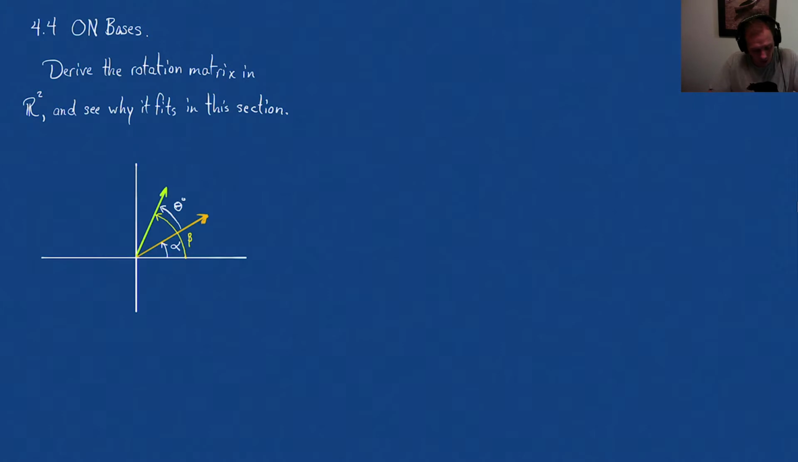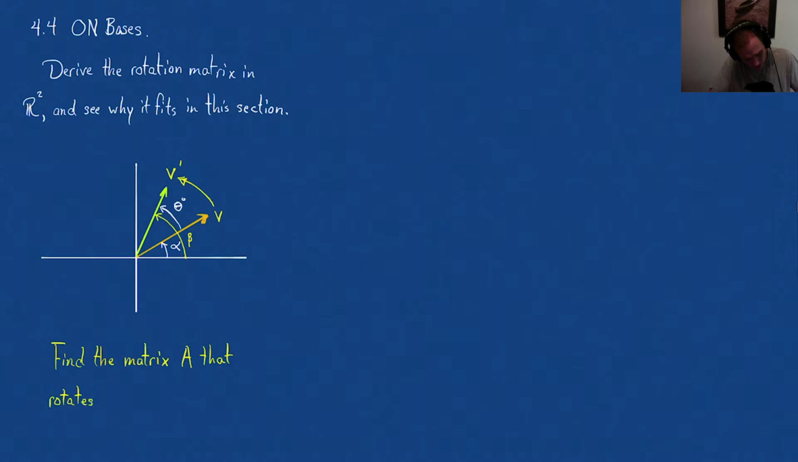Okay. Well, let's think about this. I'm going to start with the vector v, and I want to move it to v prime. That's my goal, and I want to do it with a matrix. So find the matrix A that rotates v theta degrees. All right, we can do that.